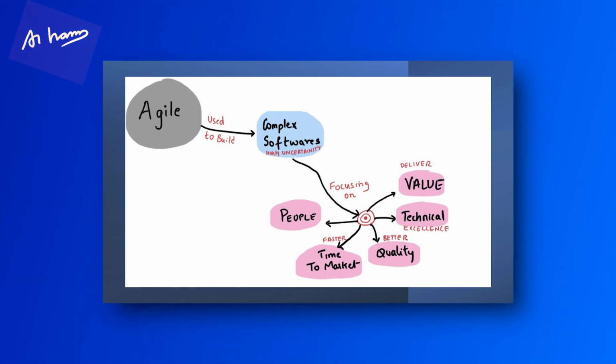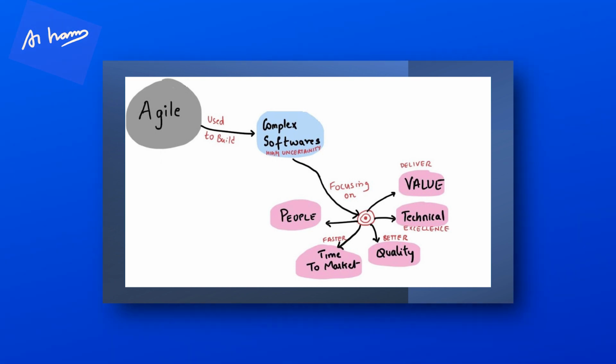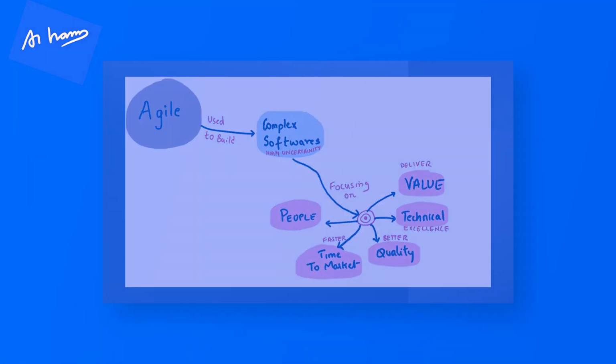Going back to the first value in Agile, individuals and interactions over process and tools are given more value. Right? So people have a lot of value in Agile, and the way people work, the way they are treated, is very, very important. Then the main focus of Agile in building complex software is to decrease the time to market and decrease the defects, and then deliver valuable software. So these are the focuses of Agile software development when working with complex software.